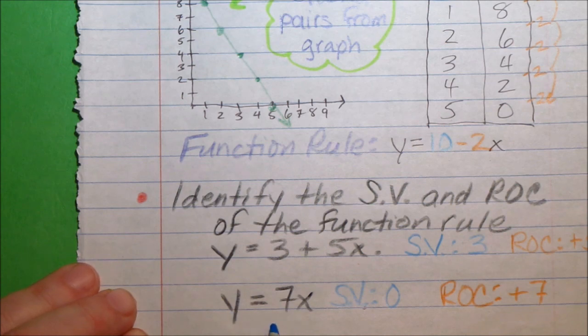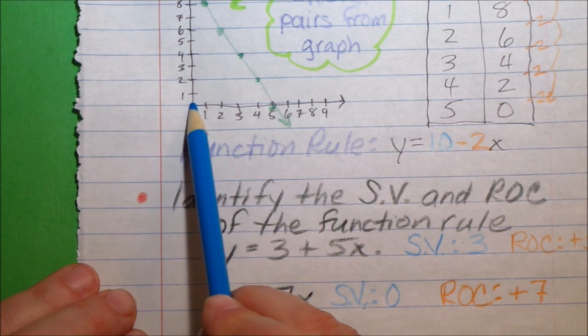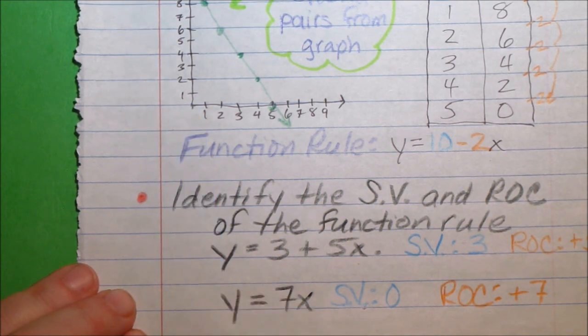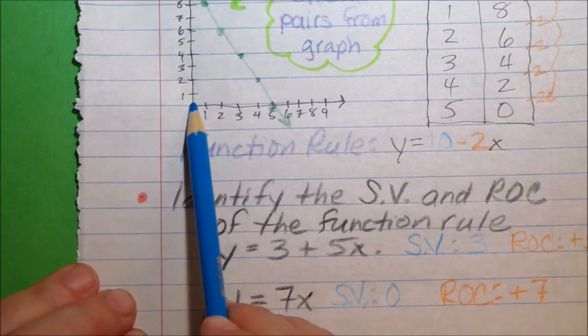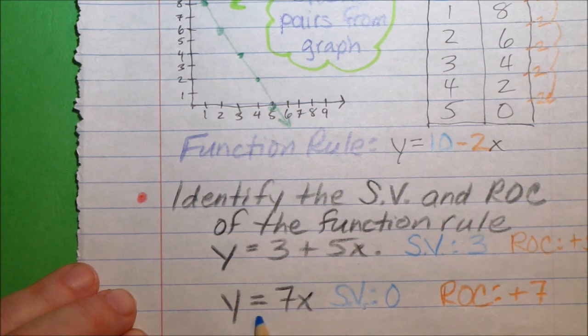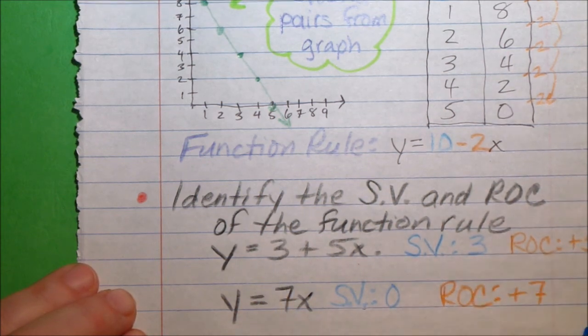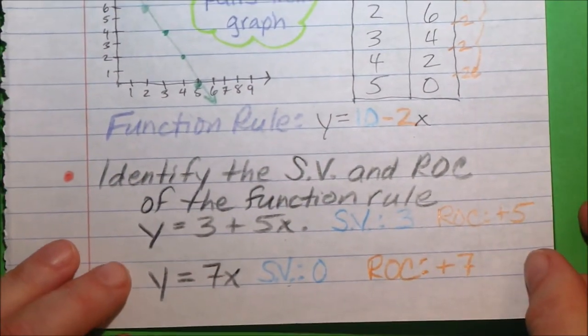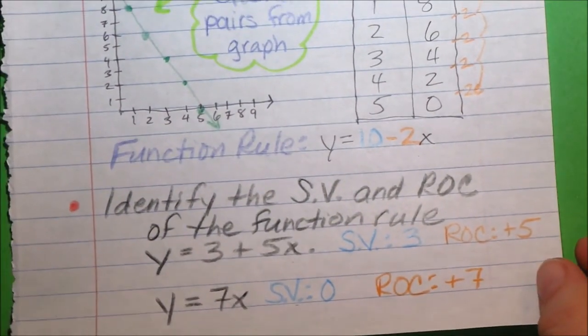Where would we plot that on a graph? That's the origin, guys. So 0, 0 is right here, right at the corner. So it does have a start value, and it needs to be plotted. But you have to understand that in the function rule itself, it won't show it if it's 0. All right? Okay, so that's the second page of the notes.